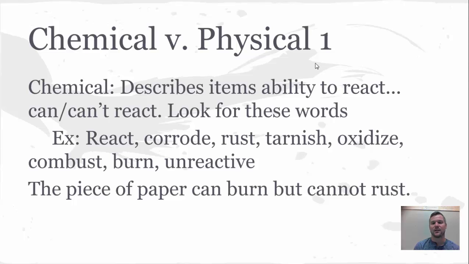Look for react, to corrode, to rust, to tarnish, can oxidize, can combust, can burn, or unreactive. So you could also say can't react, can't corrode, can't rust, can't tarnish. Those are all chemical properties, the ability to react or not react. So for example, a white piece of paper, the white would be the physical, but the paper can burn or it cannot rust. That would be a set of chemical properties, that it can burn, but it can't rust. Both of those are chemical properties.